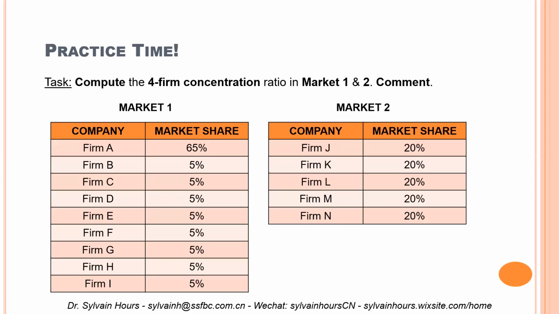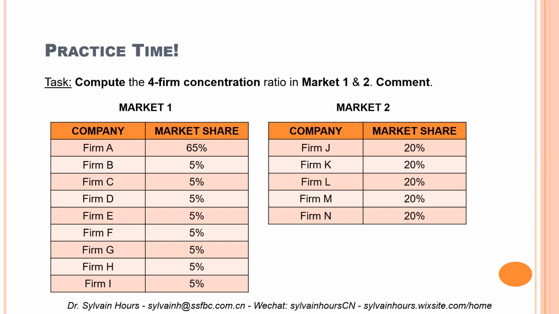I like this example because when you compare these 2 markets, you can ask your students to look at them and tell you which one they believe is more competitive. Students might tell you that market 2 is more competitive simply because you have 5 firms, each of them with the same market share. So you have 5 firms of similar size, which suggests that each of them will compete very aggressively with each other.